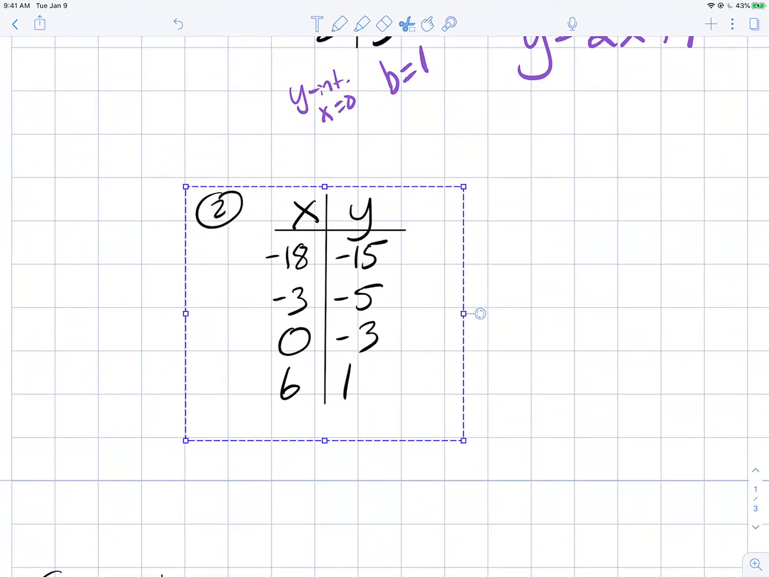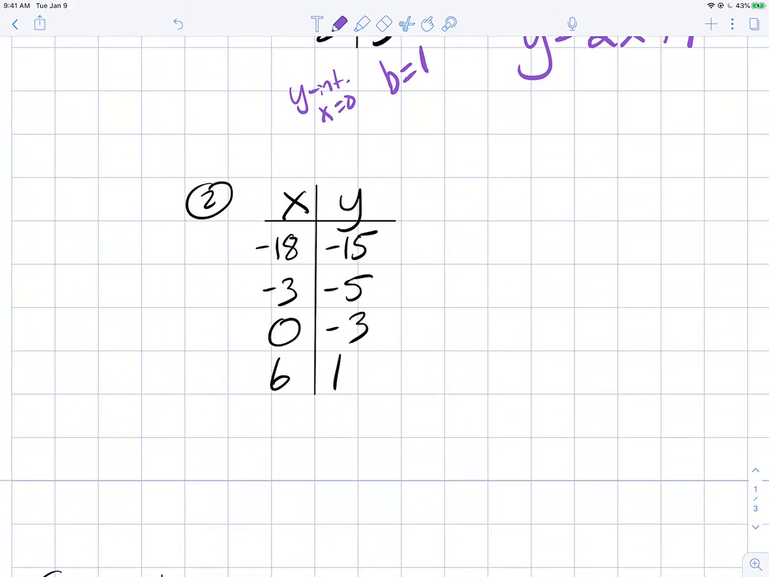So here's our next problem. First thing I'm going to do is the change in y and the change in x. So for the change in y, to get from -15 to -5, I'm going to add 10. To get from -5 to -3, I'm going to add 2. And to get from -3 to 1, I'm going to add 4. On the change in x, to get from -18 to -3, I'm going to add 15. To get from -3 to 0, I'm going to add 3. And to get from 0 to 6, I'm going to add 6.